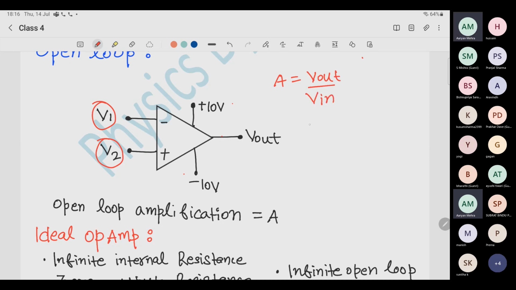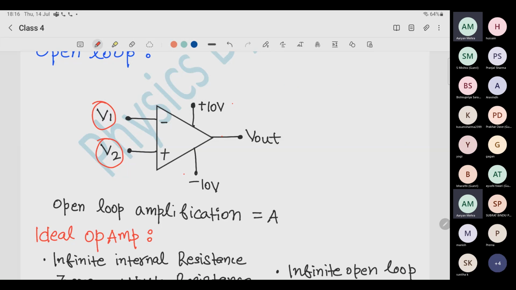So let's say if your input is 2 volt and your amplification is 10 times, A is 10, then your output voltage will be 20. So you just multiply this by this number. So this is actually the meaning of open loop amplification. So now in case of op-amp, how does this thing work?